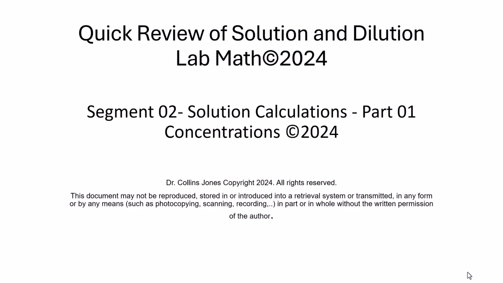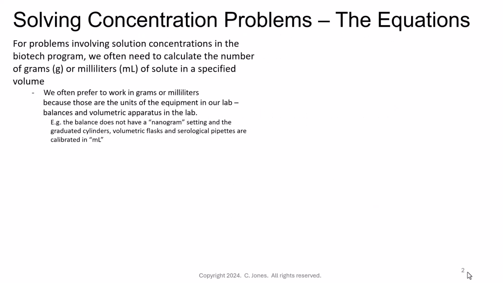In this segment of the Solution and Dilution Lab Math video series, we're going to discuss concentration calculations. We're going to give an example of how to calculate each different concentration unit. The thing that I want you to focus on in this unit is that there's actually a pattern that you can use to calculate each different type of concentration. It doesn't matter what the numbers are, but you have to be consistent in how you identify the steps that you need to employ to solve the problem. So let's get started.